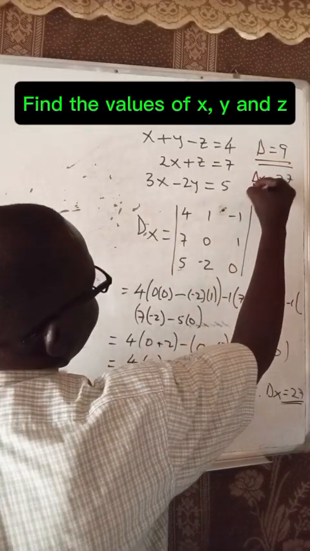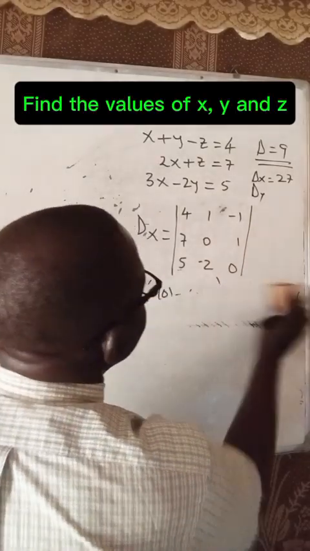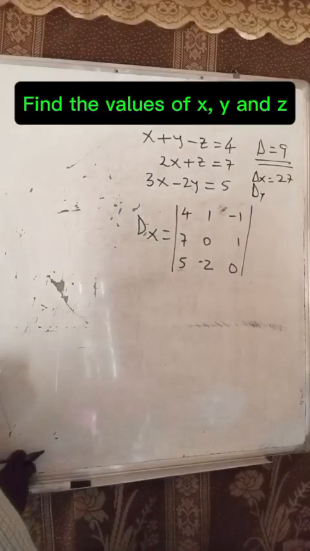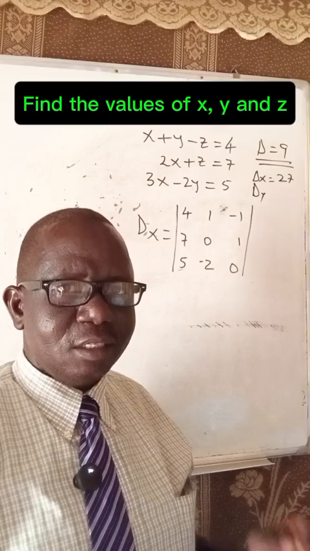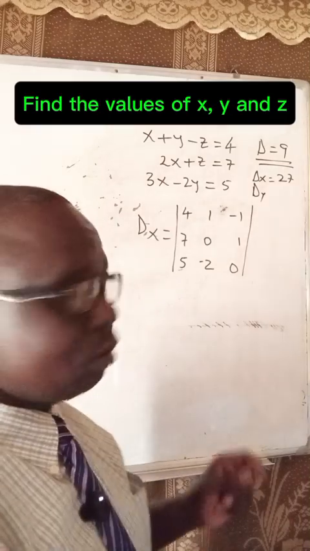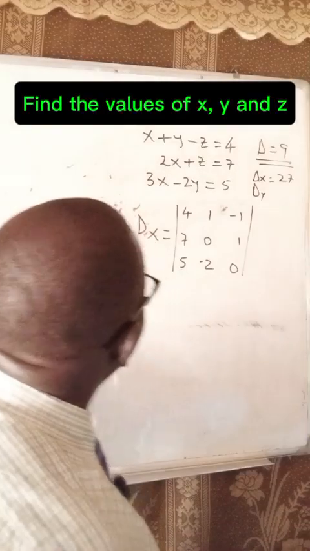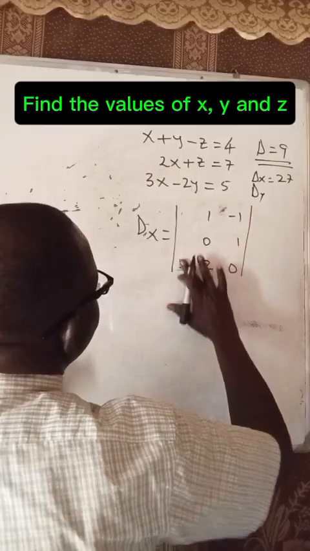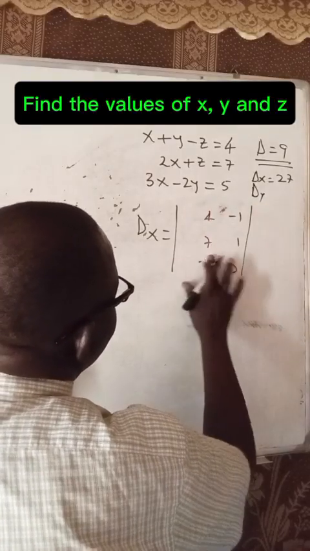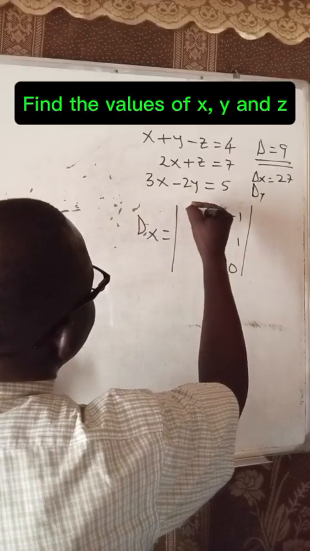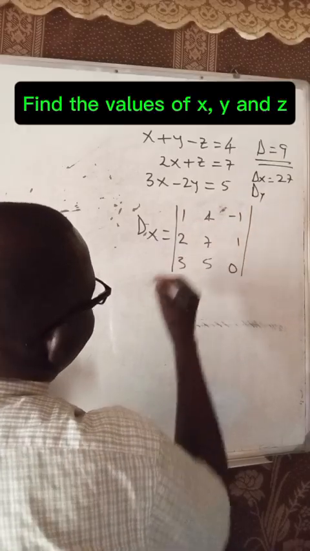Now, let us find Dy. To find the y determinant, or the determinant along y, we replace the coefficients of y by constants and maintain the coefficients of x and z. This time, we are going to replace the coefficients of y with 4, 7, and 5. And we maintain the coefficients of x and z. That's 1, 2, 3.